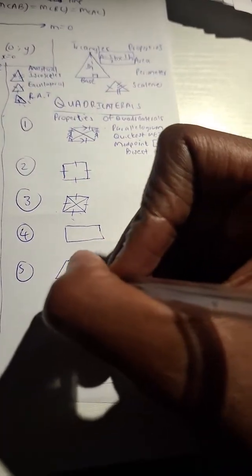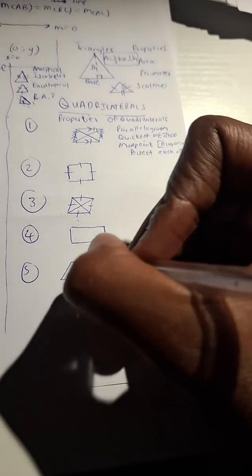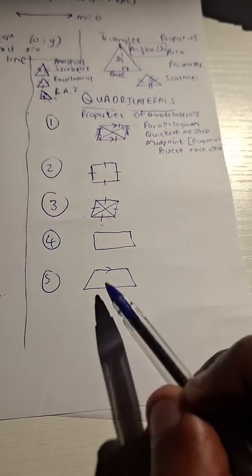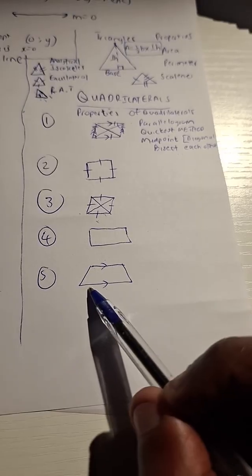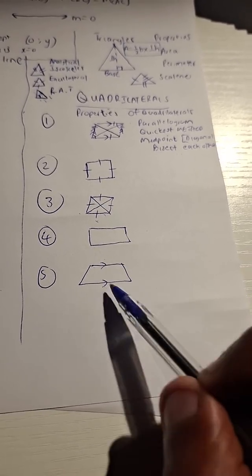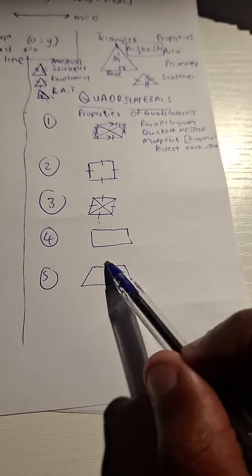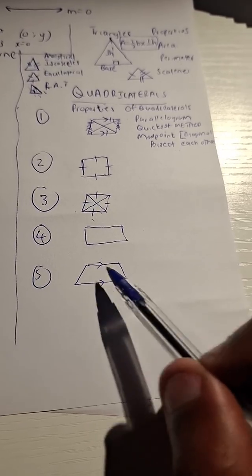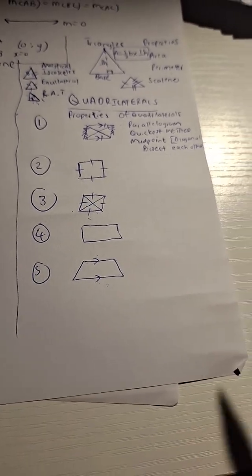Then, of course, there is the trapezium, who is straightforward. There's only one pair of parallel sides, so that is gradient. Find the gradient of the one side and the other side. If the gradient here and the gradient here are the same, then you say one pair of parallel sides, that is a trapezium.